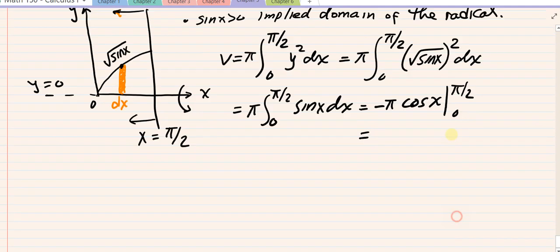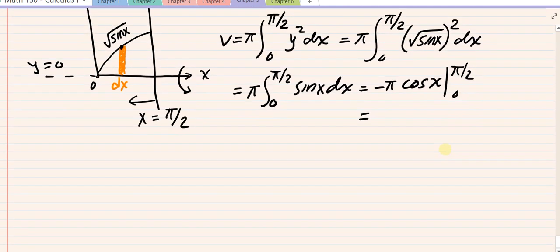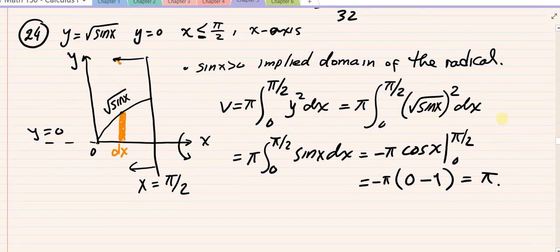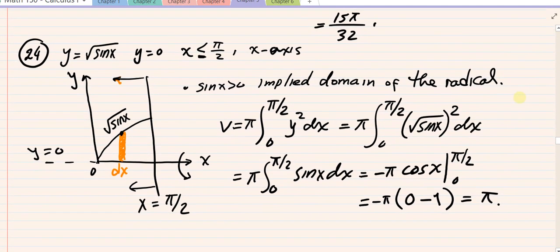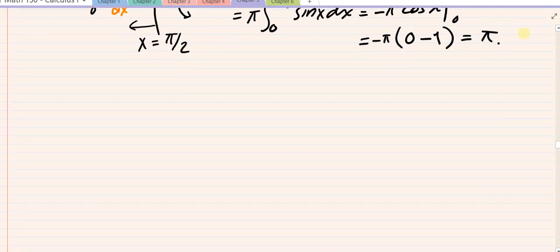So be careful for this one. Usually for polynomials, remember, we use 0 for x, so we don't plug in for x. Cosine of 0 is not 0, so you actually have to plug in. Cosine pi over 2 is 0, minus cosine 0 is 1, not 0. So that's going to be pi. The whole thing said and done will be pi. The volume of solid of revolution will be pi. That's number 24. Let's take a look at the next one.